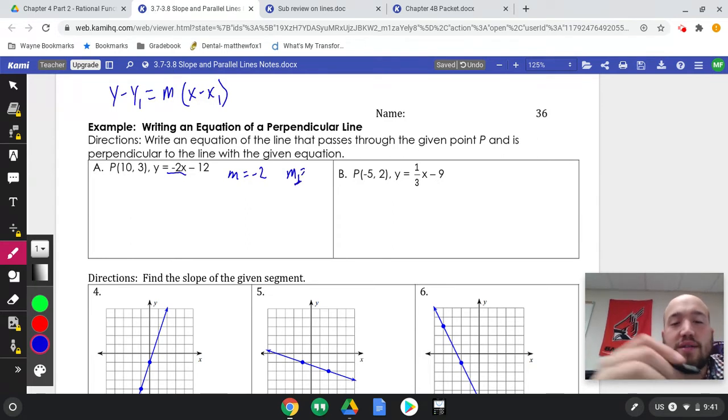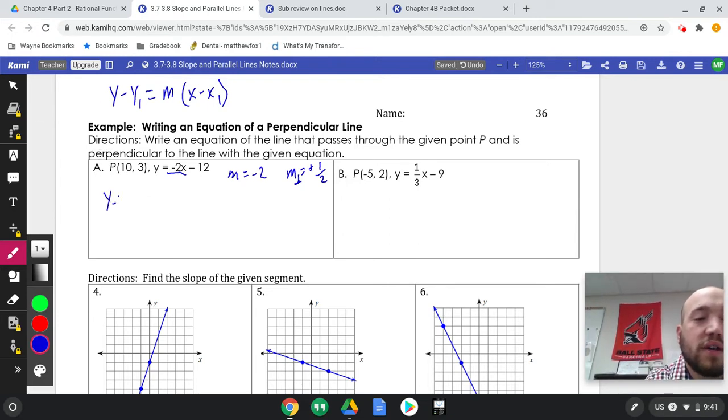Remember, parallel lines are the same slope. Perpendicular lines have opposite reciprocals. So it was -2. Opposite changes it to positive 2 over 1, the reciprocal switches to 1 over 2. So 1/2 is the slope we'll use. Here's our point. We plug it in.